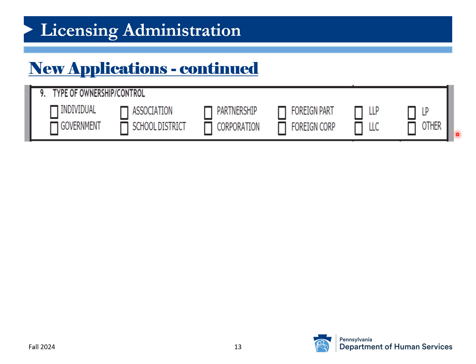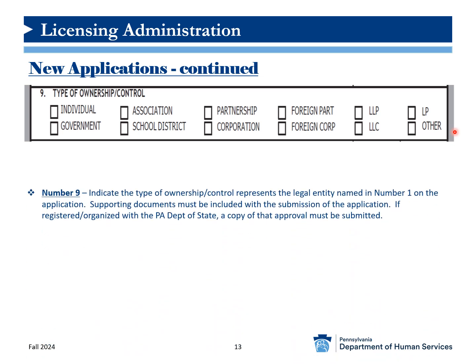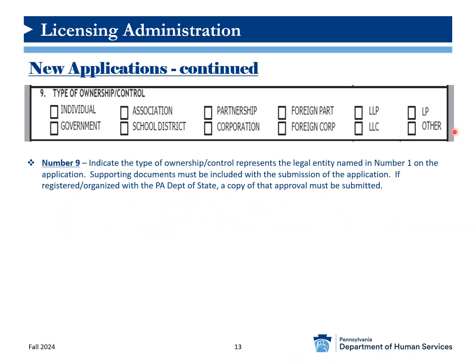Number 9 wants to know the type of ownership control. So you would indicate your type of ownership, that is the legal entity that is listed in number 1 on the application. And supporting documents should be submitted to verify the type of ownership or control you check in this field.